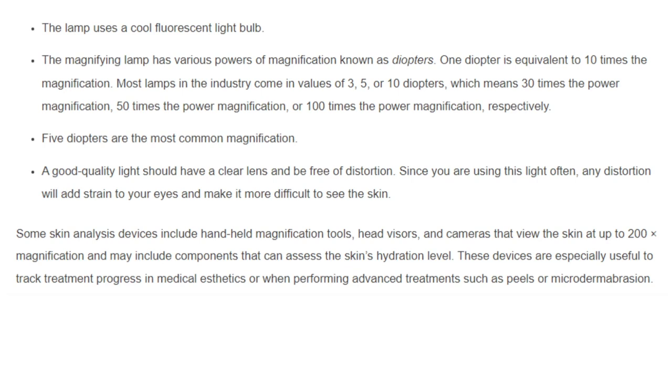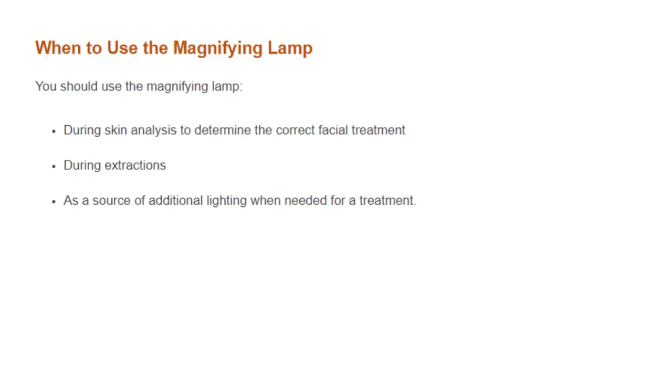to see the skin. Some skin analysis devices include handheld magnification tools, head visors, and cameras that view the skin at up to 200 times magnification and may include components that can assess the skin's hydration level. These devices are especially useful to track treatment progress in medical aesthetics or when performing advanced treatments such as peels or microdermabrasion. When to use the magnifying lamp?